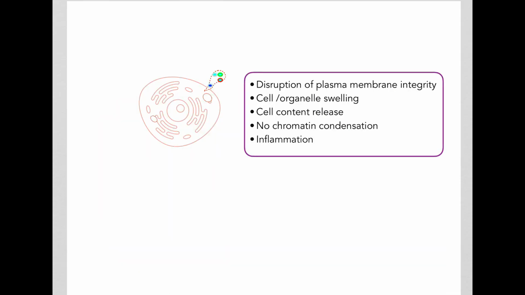So in summary, in necroptosis, there is plasma membrane disruption. The plasma membrane basically will break, it will lyse. There is cell organelle swelling, and release of cellular content because the plasma membrane is permeable or eventually breaks. So a lot of cellular content is released. There is no chromatin condensation as what we saw in apoptosis. And because of this release of all the cellular contents, it's going to trigger inflammation. And that is unlike apoptosis, where there is no inflammation, at least at the beginning stage of apoptosis.